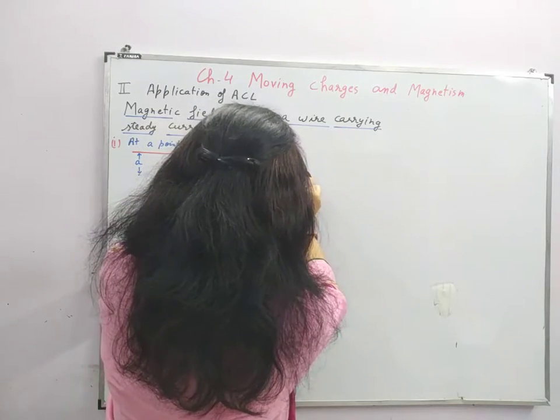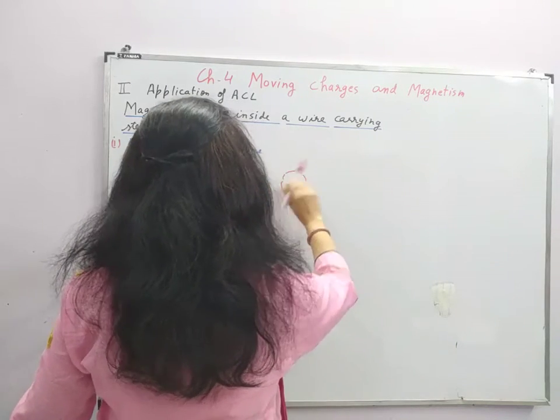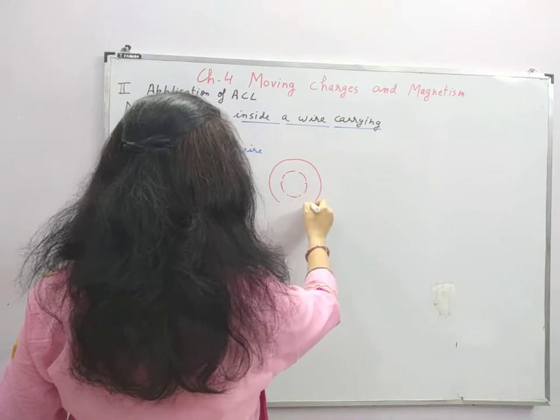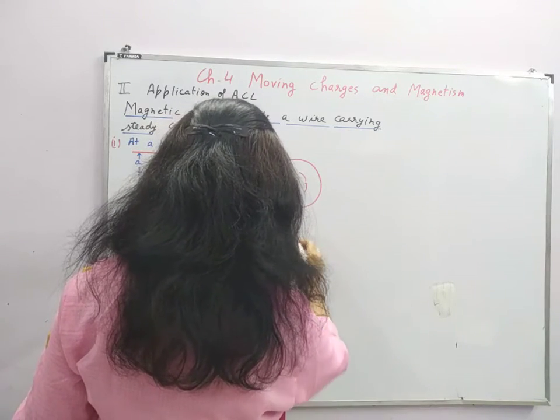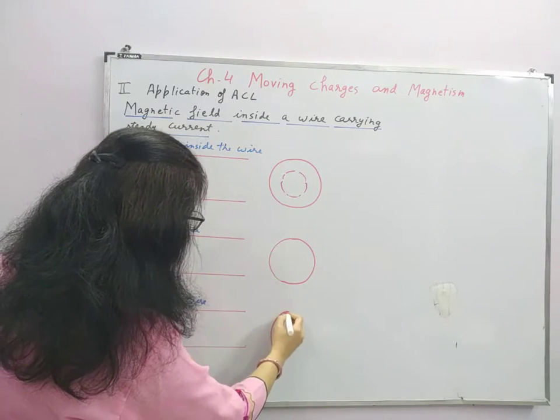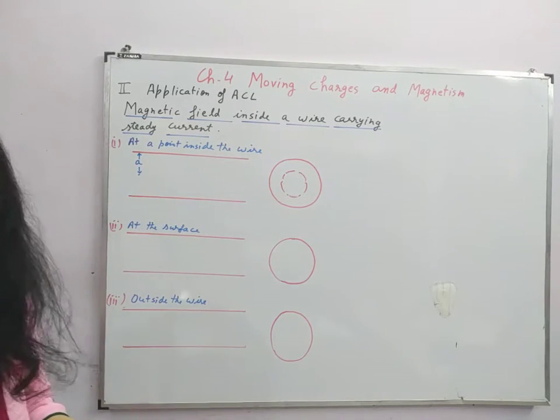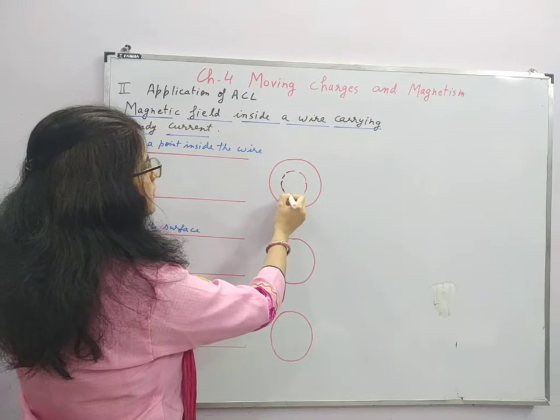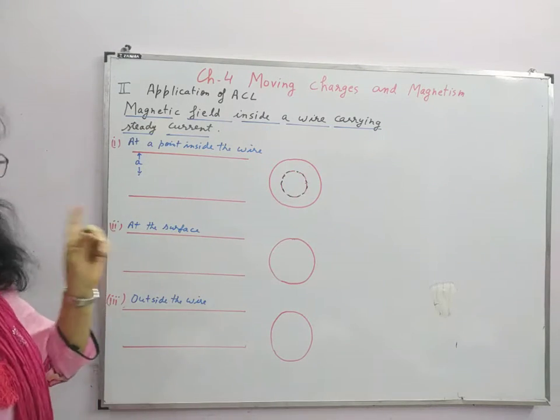So for the inside point, this cross section I'm drawing for the first case, this cross section I'm drawing for the second case, and this cross section I'm drawing for the third case. In the first case I've already drawn the Amperian loop which I'll consider. Wherever we have to find the magnetic field, we have to consider an Amperian loop.